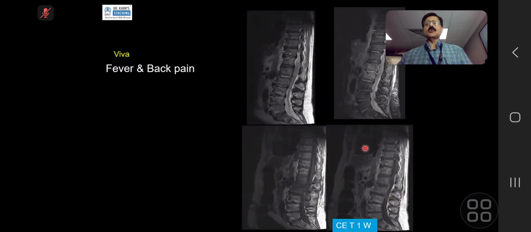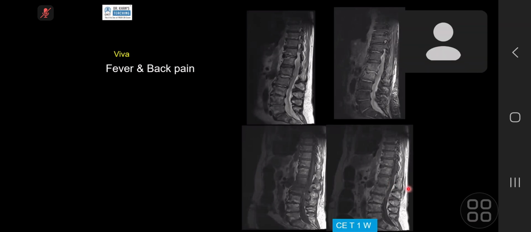On this STIR, we can see that there is high signal here, and look at the edema. Edema is high signal on STIR. On T1, that is low signal. So till now, everything is quite obvious. Now this is pre and this is post. What is happening here? Over to you.